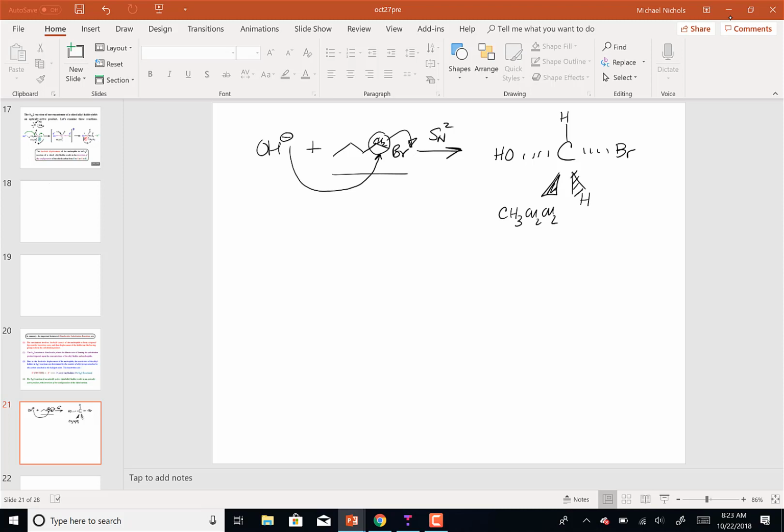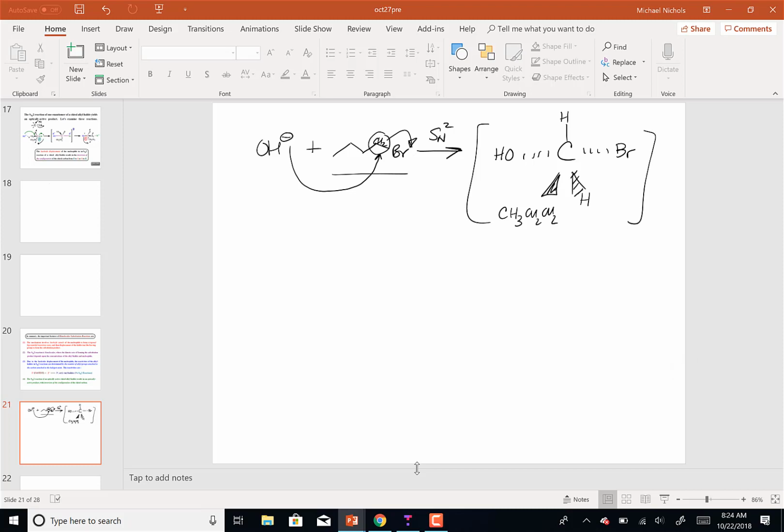And you can arrange those groups whichever way you'd like, unless it started out chiral, at which point you have to make sure that the groups stay in the same position in order to undergo inversion on the other side. Okay. So this is my transition state.